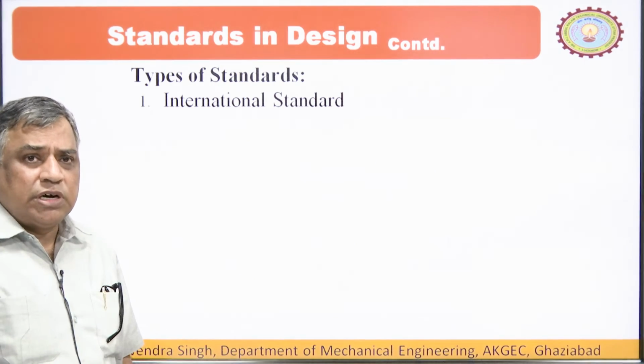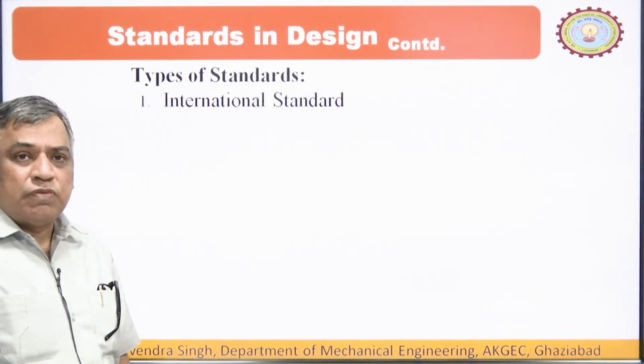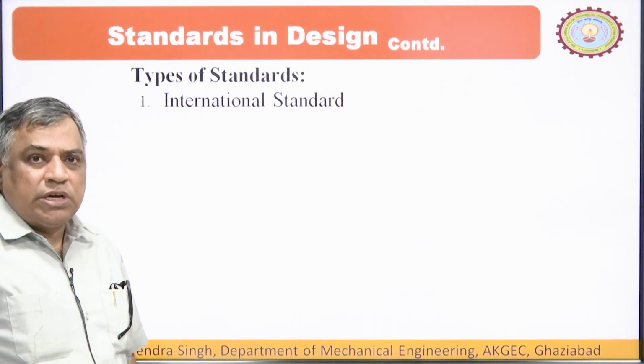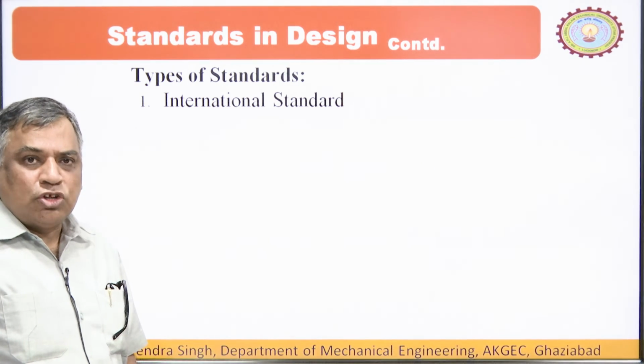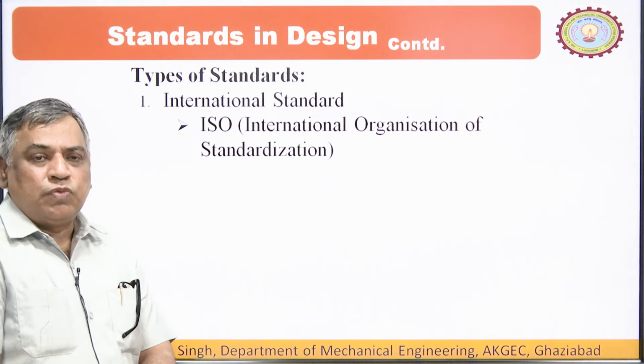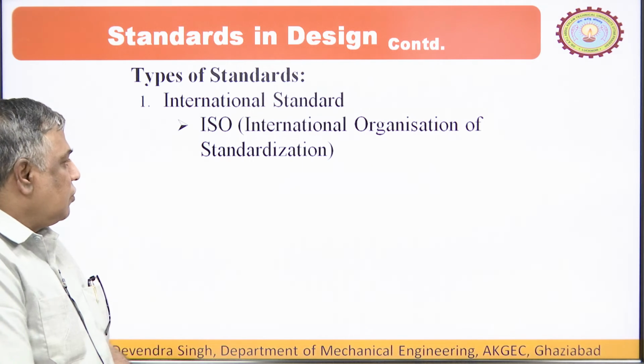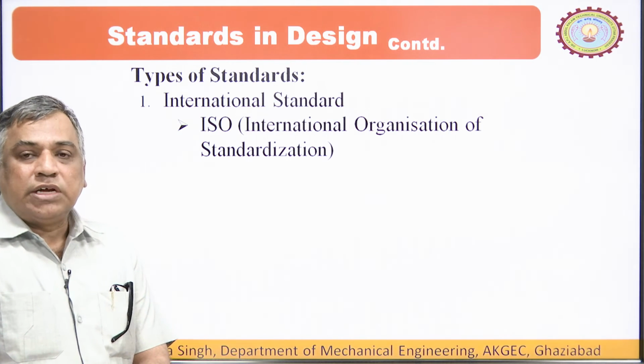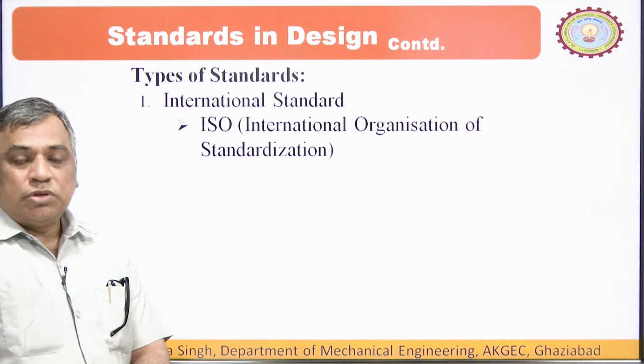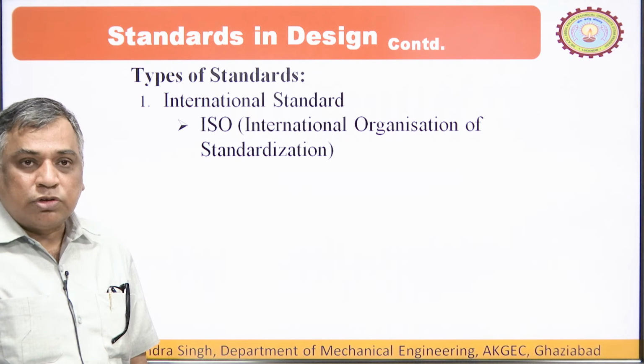Then types of standards, primarily there are three types of standards in use. One is the international standards. These are the norms which are accepted throughout the globe. The International Organization for Standardization is the organization which sets the norms which are applicable throughout the globe.